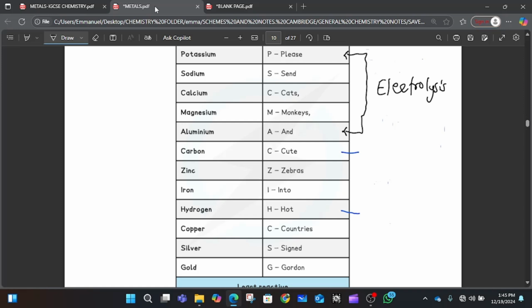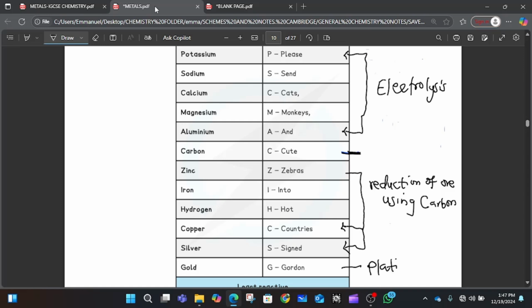All metals that fall below carbon, so from zinc all the way to copper or silver, are less reactive than carbon. And so for that matter, carbon can be used to reduce their ore. Metals like gold and platinum are found in the earth's crust uncombined, so they are not combined with any other element. They exist as the pure forms of these metals. Like gold, you find gold from the earth's crust uncombined. You also find platinum from the earth's crust uncombined. So these metals are called native metals.